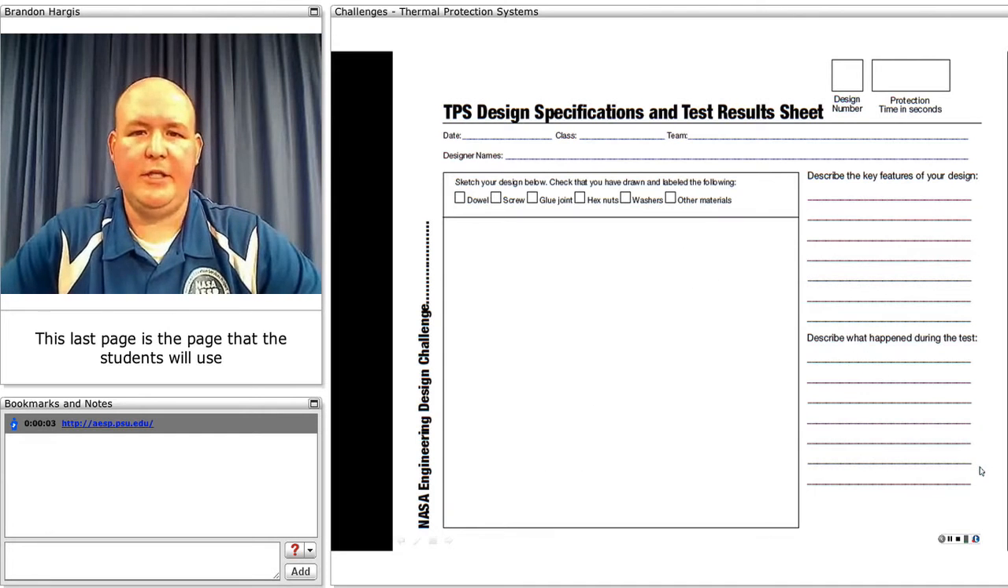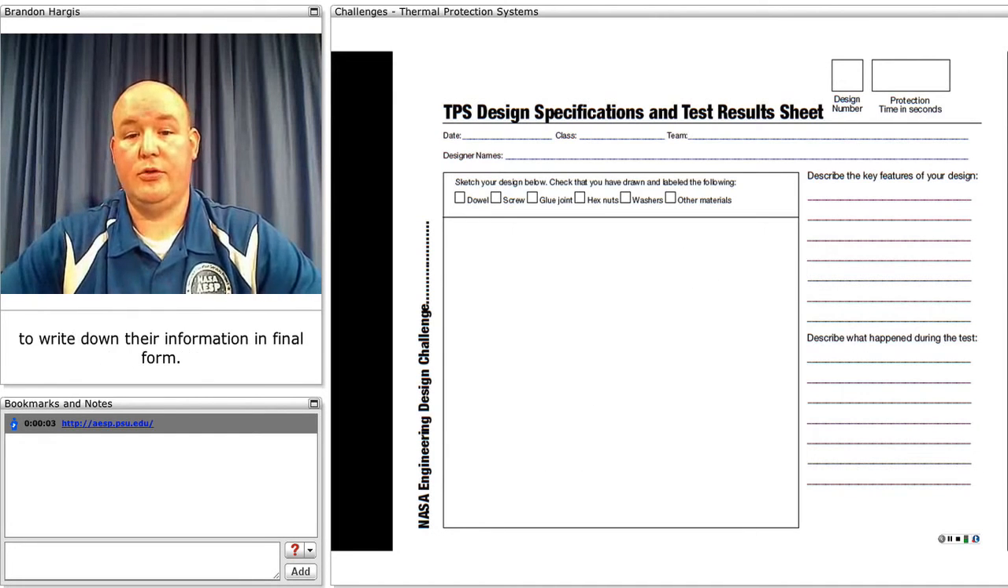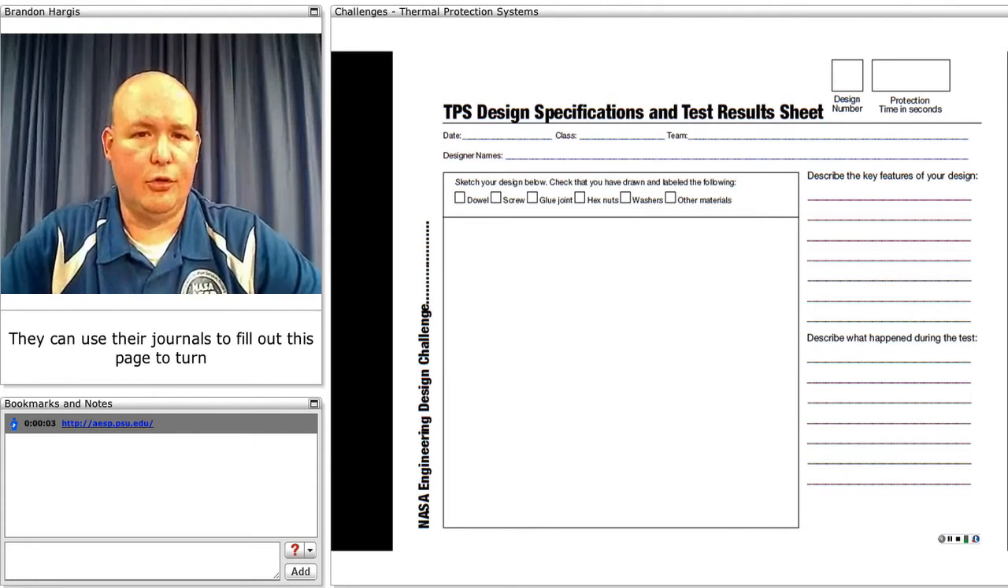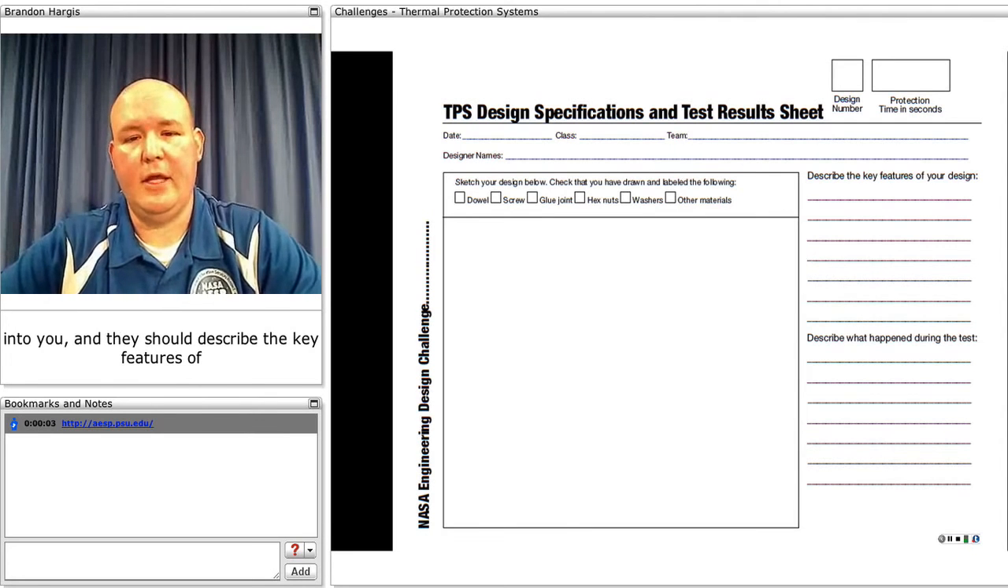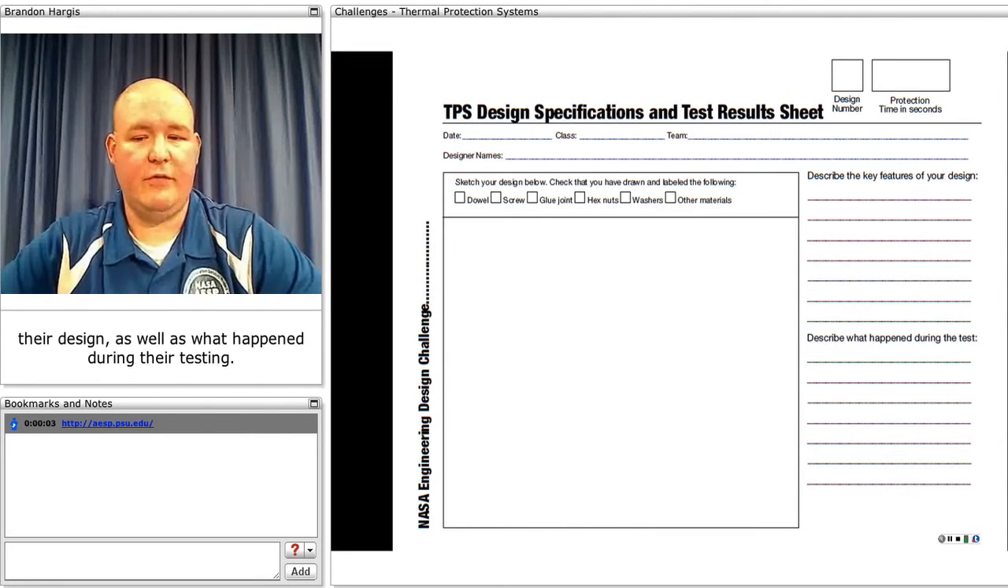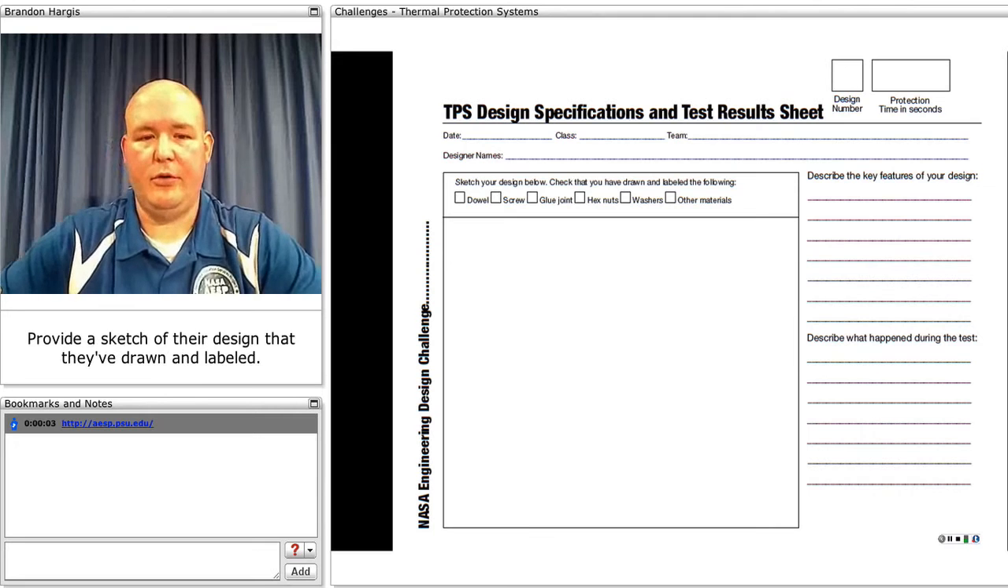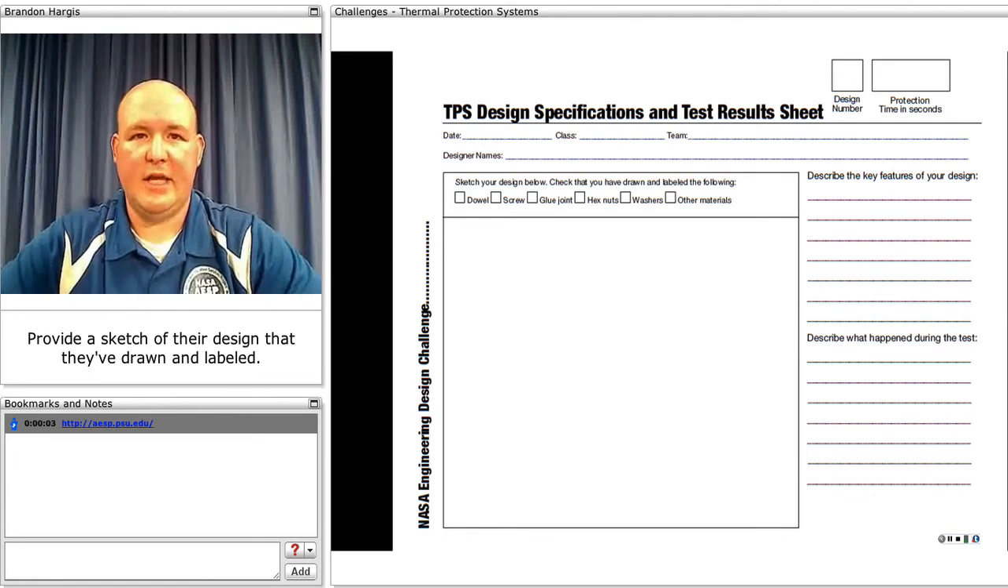This last page is the page that students will use to write down their information in a final form. They can use their journals to fill out this page to turn into you, and they should describe the key features of their design as well as what happened during their testing, and provide a sketch of their design that they've drawn and labeled.